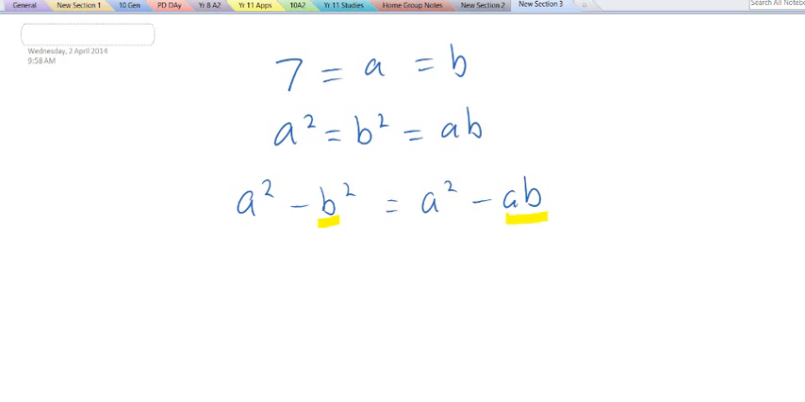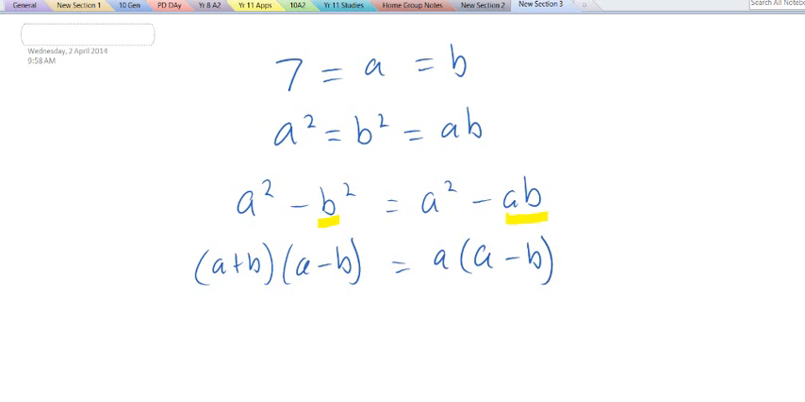How do we factorise the left-hand side, if we have a squared take b squared? Good, so this factorises out to a plus b, a take b. How do we factorise the right-hand side? Common factor of a. Now, across each side, there is a common factor of a take b. So we get rid of it. We can divide out by a take b, leaving us with a plus b equals a.